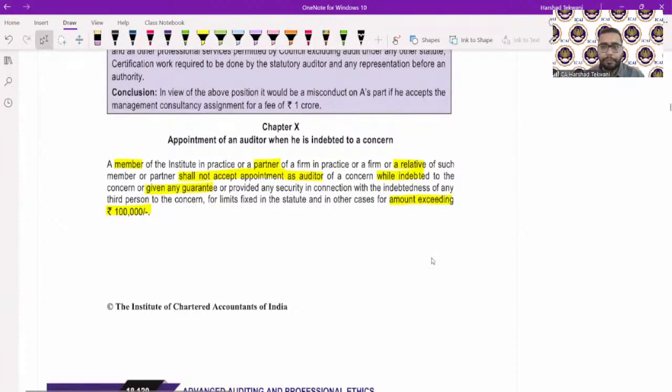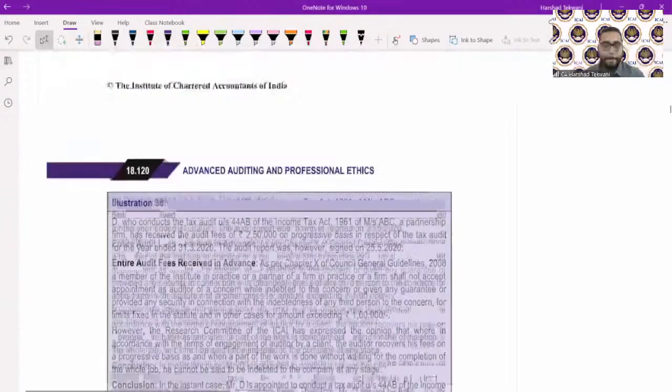Any doubt? Anshika, I'll be sharing. Don't worry on this part. Srinidhi, can you rewrite it a bit more elaborative, the question? Thank you. Okay.